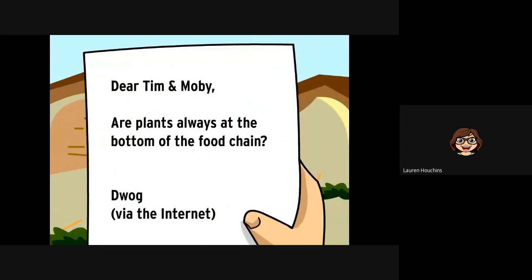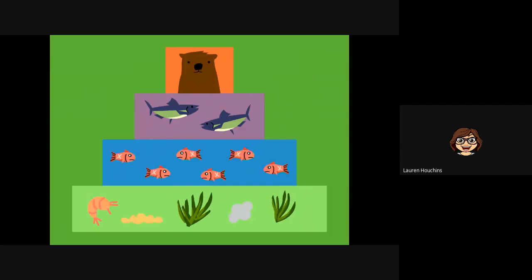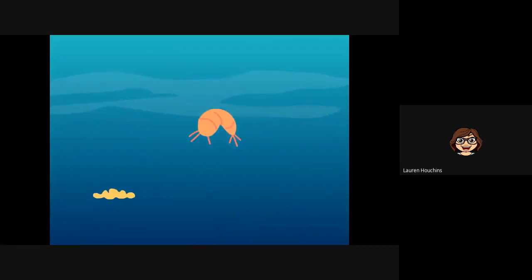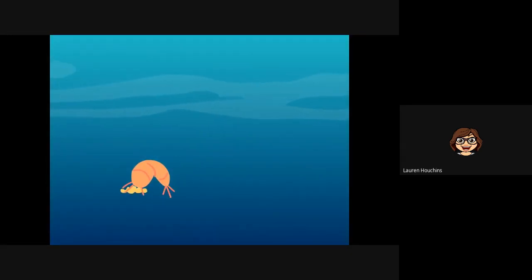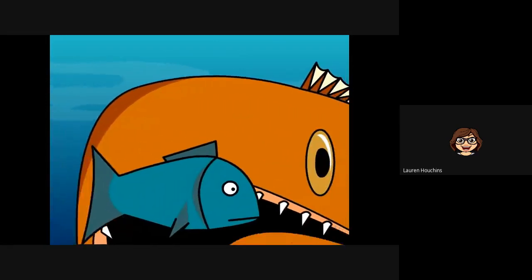Dear Tim and Moby, are plants always at the bottom of the food chain? From Dwog. In any given ecosystem, all living things are linked together by what they eat. Organisms depend on each other for nourishment to survive, and this joins them together in something called a food chain. In this one lake, there are many different food chains at work. Plant plankton are eaten by small animals, say shrimp. Shrimp are eaten by fish, which are eaten by even bigger fish, until the bears that hang around the lake decide to go fishing.